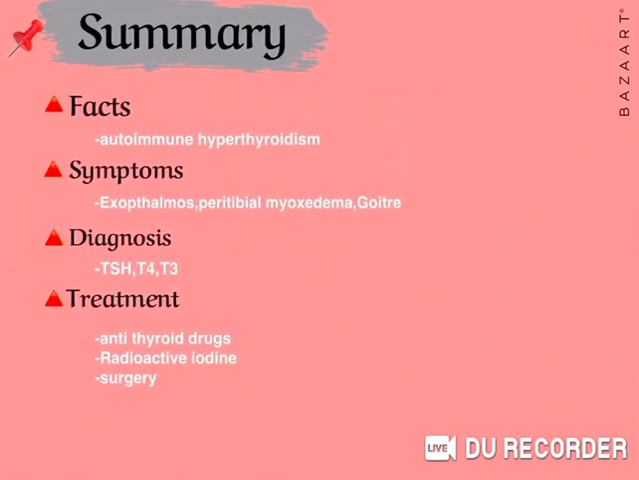In summary, Graves' disease is an autoimmune hyperthyroidism. Exophthalmos and peritibial myxedema are the most helpful symptoms in establishing the correct diagnosis. We will measure TSH, T4, and T3. About the treatment, we have antithyroid drugs, radioactive iodine, and surgery.